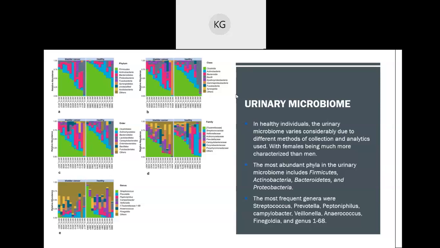The graphs on the left-hand side are comparing microbes collected from healthy individuals to that of individuals with bladder cancer. As you can see, these samples typically share the same microbes, but the abundance of each microbe varies between the groups.